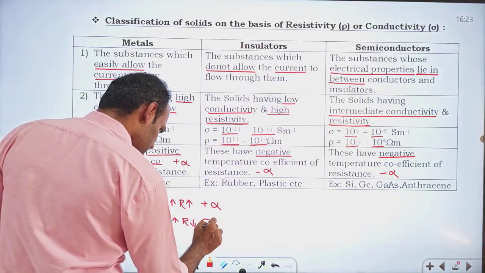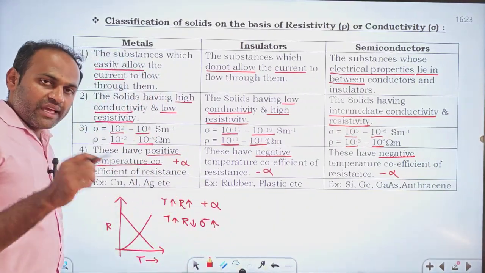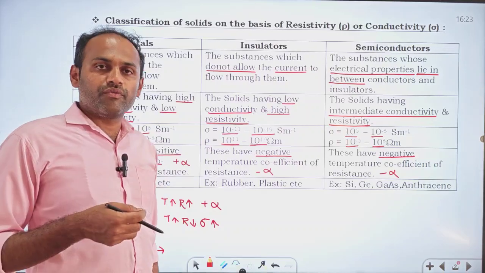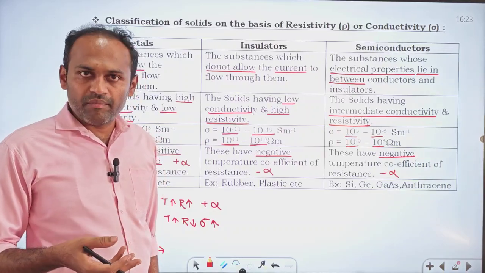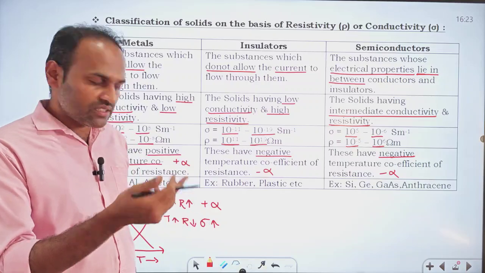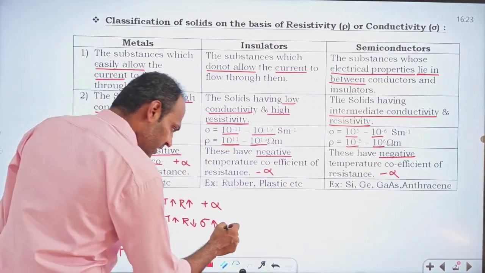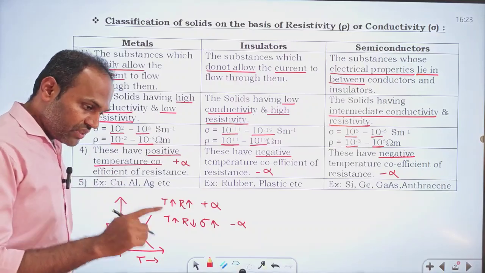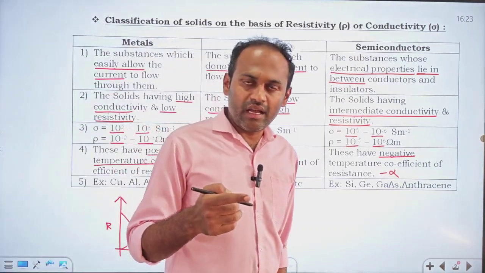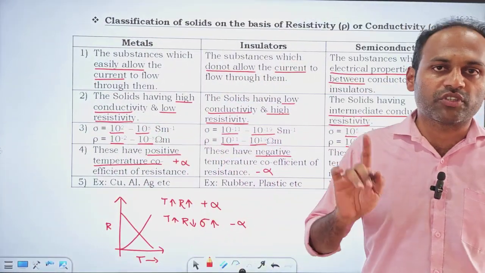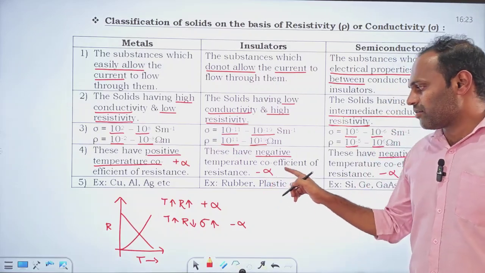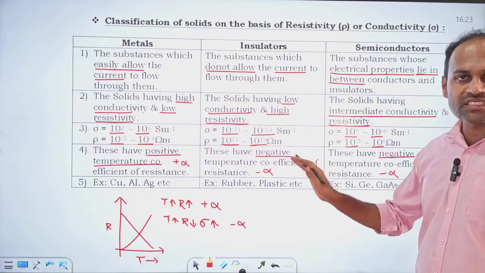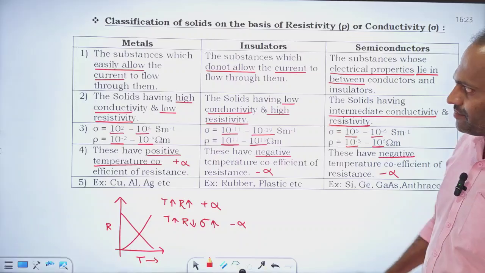Why does conductance increase there? Because by increasing temperature, a greater number of free electrons and holes will be created. Due to that, conductivity will increase and resistivity will decrease. That's why it has negative temperature coefficient. Only if resistance increases with temperature should we say the temperature coefficient of resistance is positive. In insulators also it is negative, but it is negligible, so don't consider it.